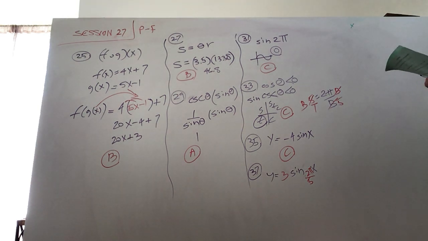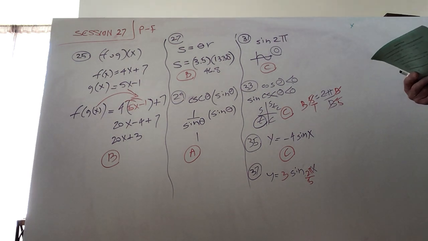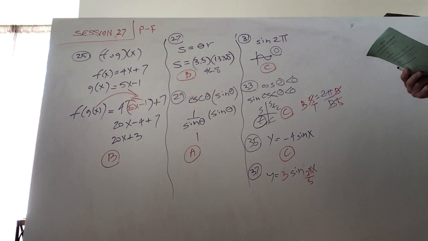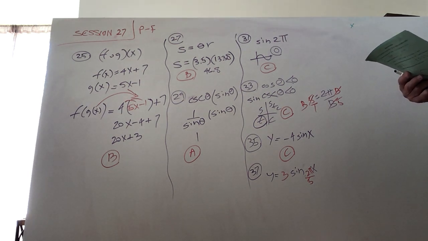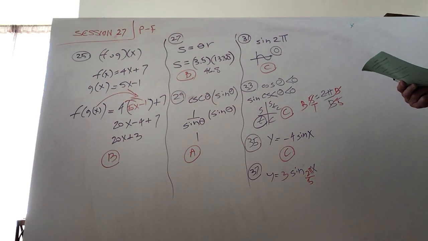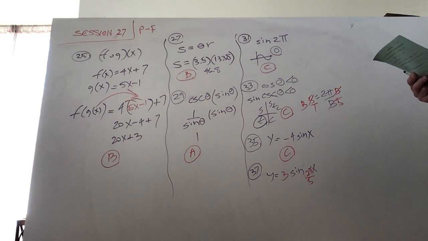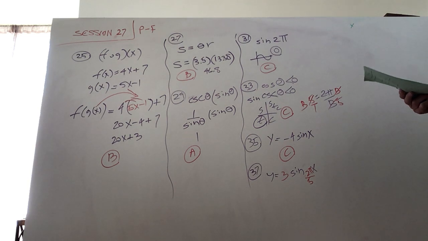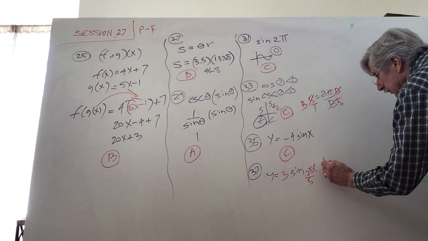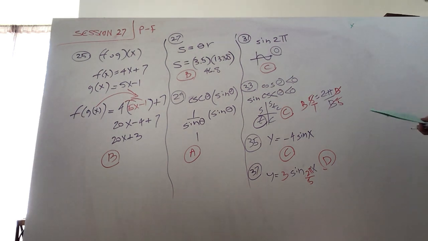So don't be so cavalier as to just insert the 3 and the 5. You want to make sure that you're inserting the right values for the right things. 5 is not b, 5 is the period, and you need to find b. Looking at D, it's 3 and then sine of 2/5 pi x. That looks good, so D should be a good answer for 37. Do not fall for the C. C is not right. It doesn't have the proper numbers there.